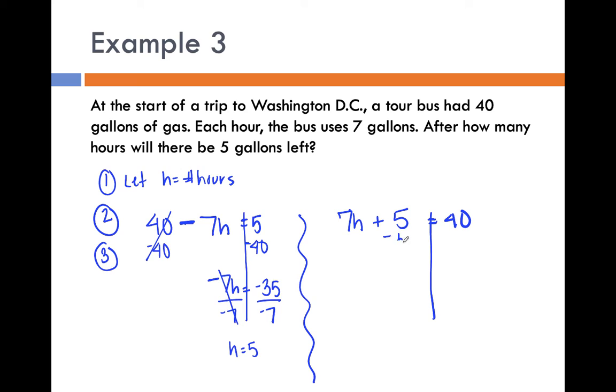If you do it this way, maybe a little bit easier to solve just because it's all positive, but either one works. For both, you get H equals 5, so our final answer is it will take 5 hours. You could write a longer sentence than that. You could say it will take 5 hours for there to be 5 gallons left if you want to.